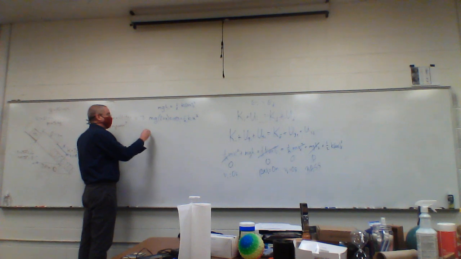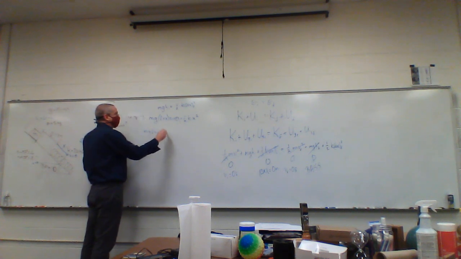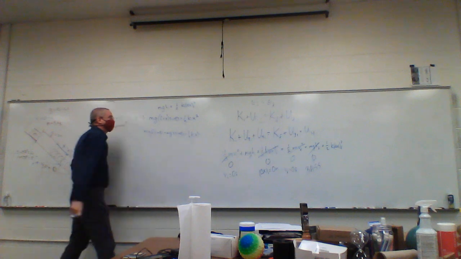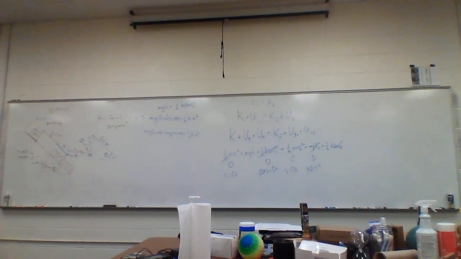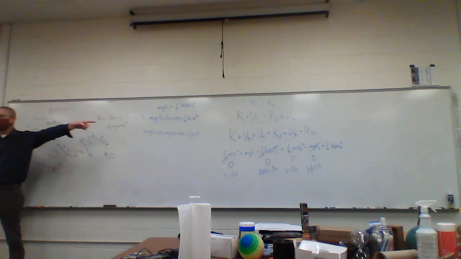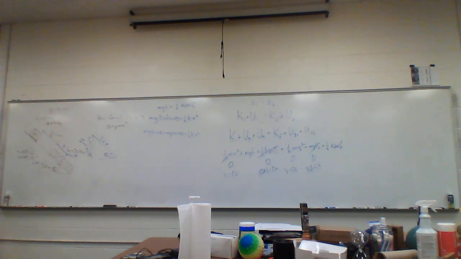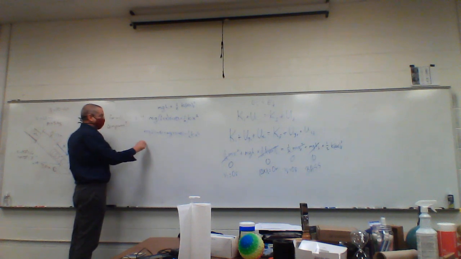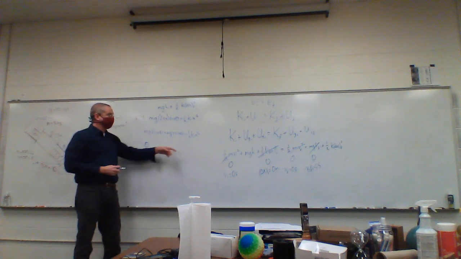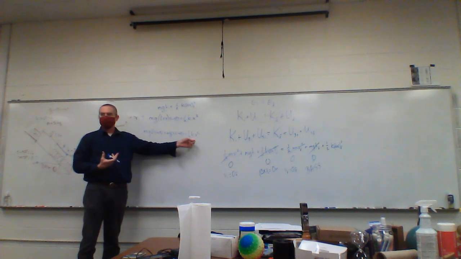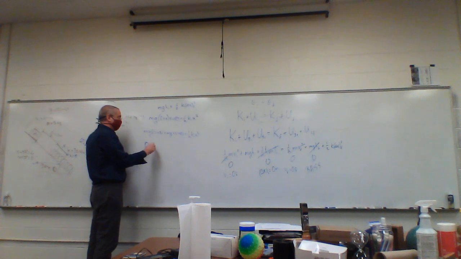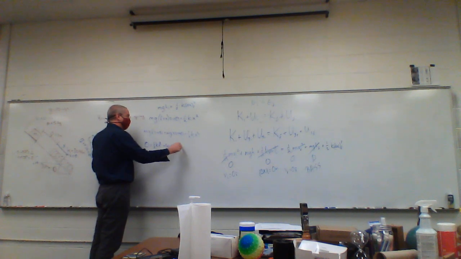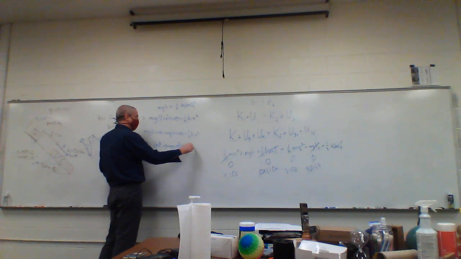So I have mgL sine theta plus mgx sine theta is equal to 1/2 kx squared. I have a quadratic since I'm solving for x, and that is a squared term right there. We are dealing with a quadratic equation, and so I need to get it into a form where I can use the quadratic formula. So I'm going to get everything over on the right side, personally because I just like the quadratic term to be positive. That's just my own thing. So 1/2 kx squared minus mg sine theta x minus mgL sine theta.